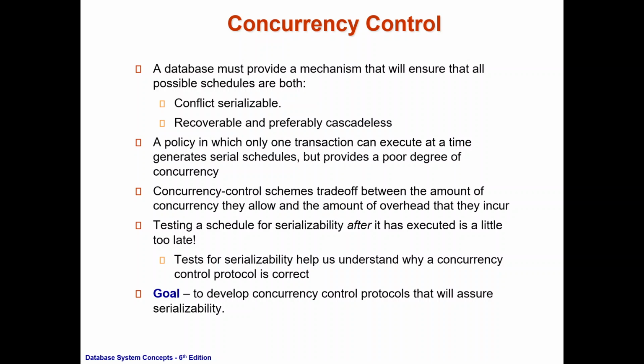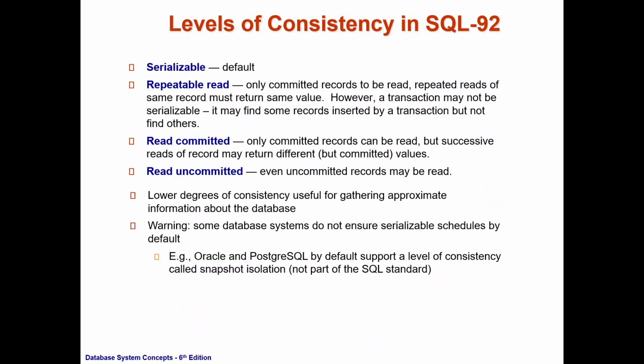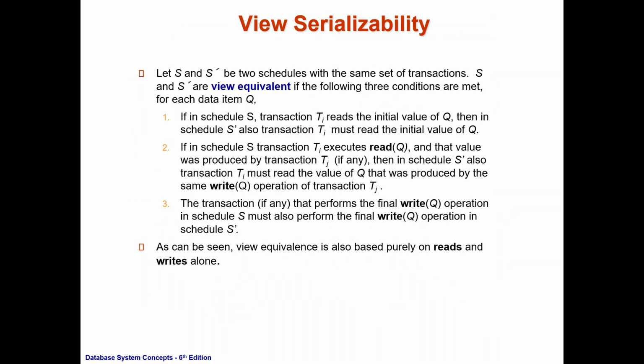Then concurrency control. These are some of the things you can read. Then another item is there. We call it view serializability. Let two schedules S and S dash with the same set of transactions be view equivalent if the following three conditions are met for each data item Q. What are the three conditions? If in schedule S, transaction Ti reads the initial value of Q, then in schedule S dash also transaction Ti must read it. Are you following me?